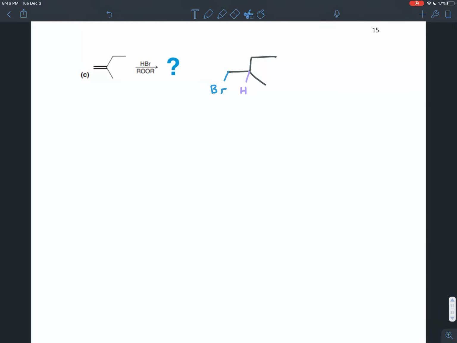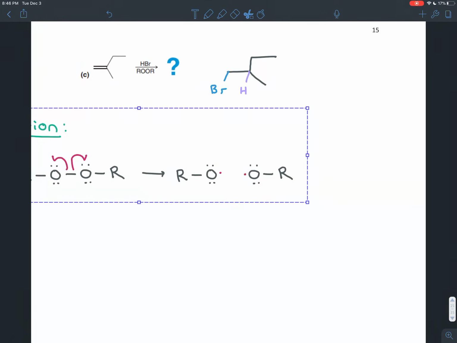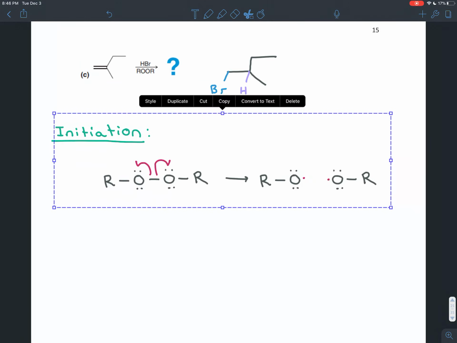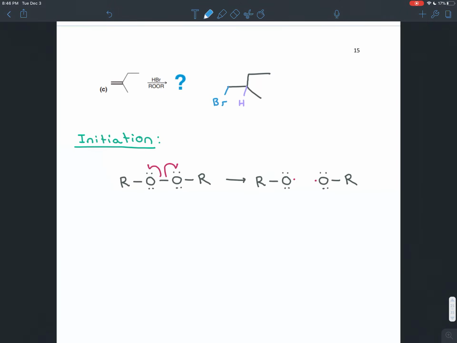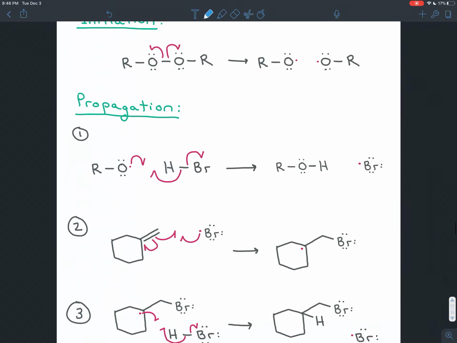And radical mechanisms have three parts. They have a beginning, a middle, and an end. An initiation step where you form radicals, a propagation step where one radical changes places, and then a termination step where two radicals pair up. The initiation step for this radical addition is always the same. You take the peroxide, the bond between the two oxygens is unstable. All you have to do is heat it up, and it'll break apart and give you two radicals. So that's the beginning of the reaction.